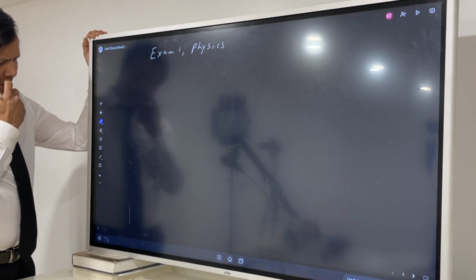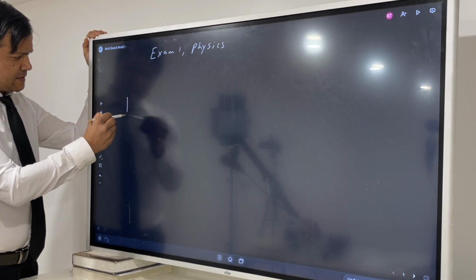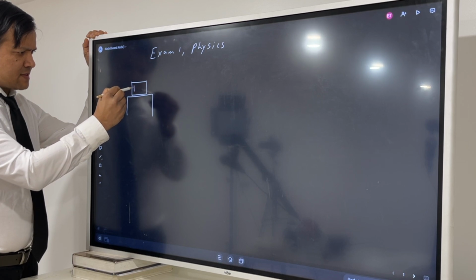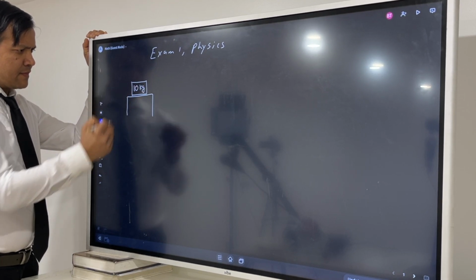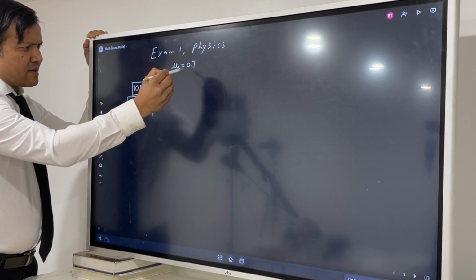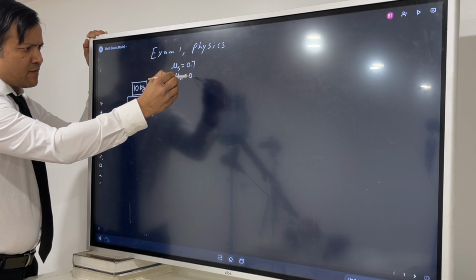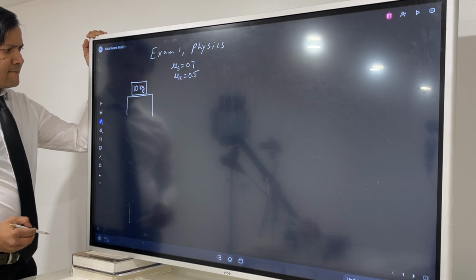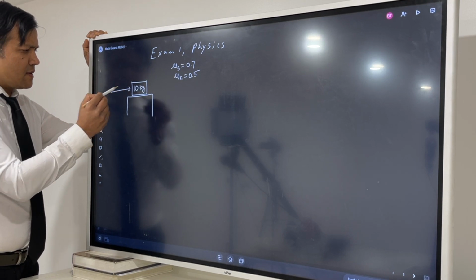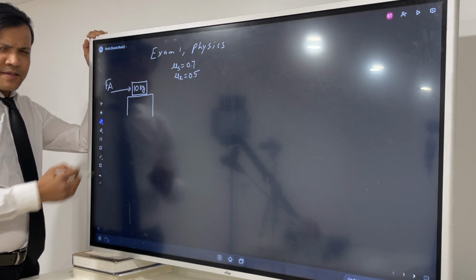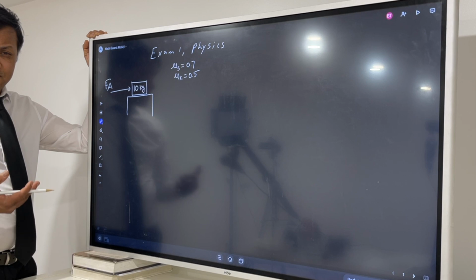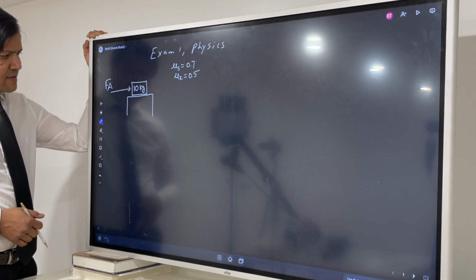The first problem we're going to talk about is a box sitting on a table. Let's say the box is 10 kilogram, and let's say mu s is 0.7 and mu k is 0.5. There are several applied forces acting on this box. We're just going to call it simply applied force. We're going to try to find the normal force, force of friction, net force, and acceleration, of course.